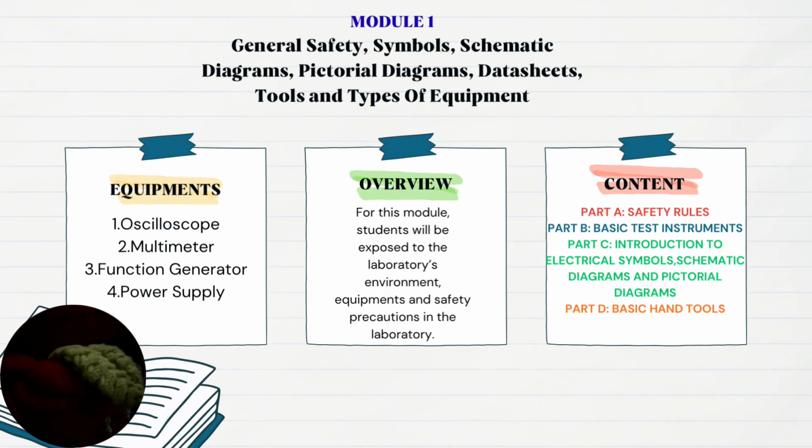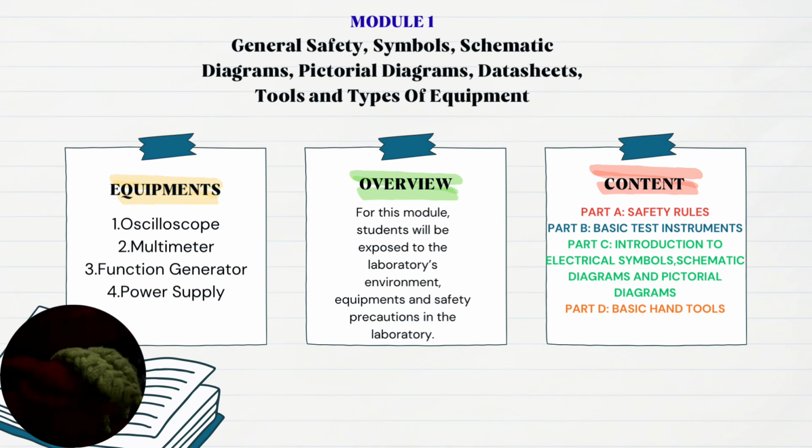Module 1 is about general safety, symbols, schematic diagrams, pictorial diagrams, datasheets, tools, and types of equipment. The equipments for Module 1 are oscilloscope, multimeter, function generator, and power supply. Overview. For this module, students will be exposed to the laboratory's environment, equipments, and safety precautions in the lab. There are 4 contents in Module 1, which consists of Part A, Part B, Part C, and Part D.